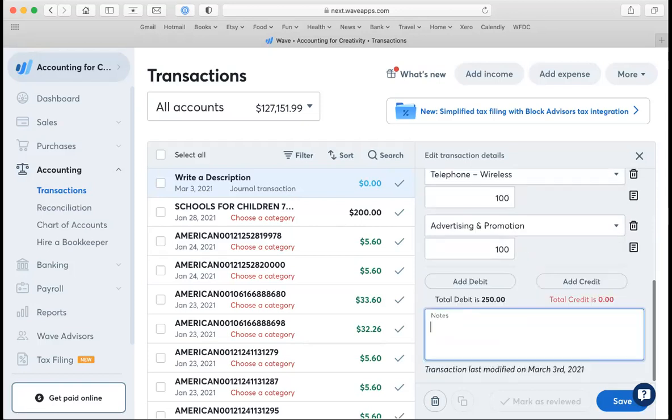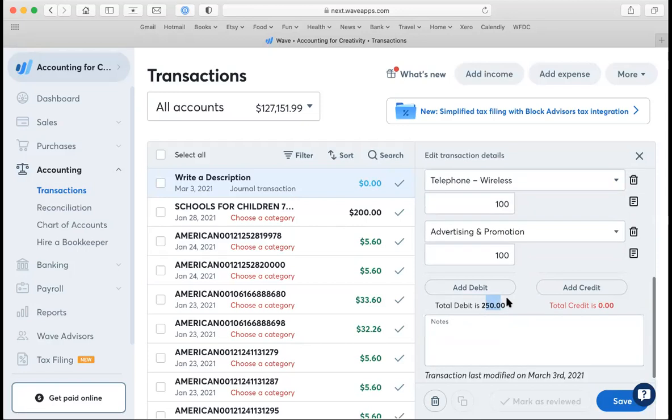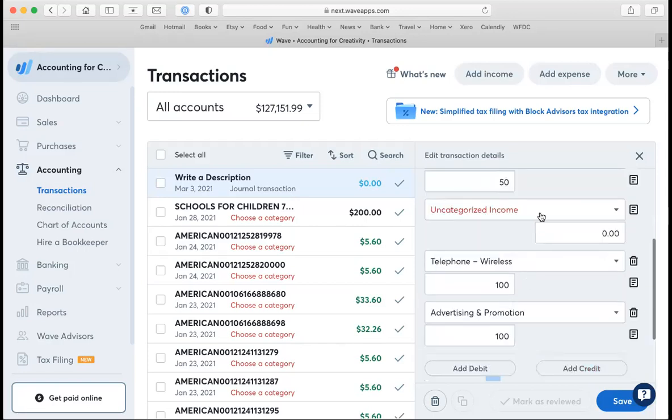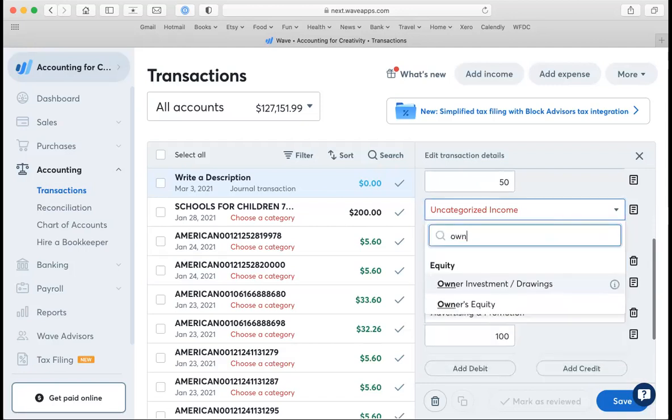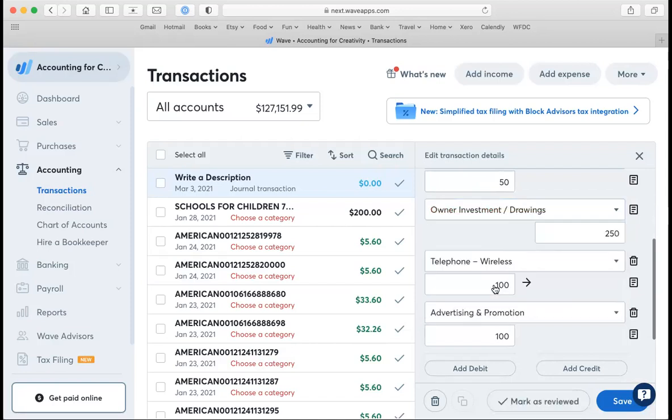And once you have all of those entered in with the categories and the dollar amounts, Wave is going to automatically tell you what the total debit is down here. So in this case, it's $250. So I'm just going to go back up to my uncategorized income line and type in the same amount so they balance. And then I'm going to use the owner investment and drawing account.